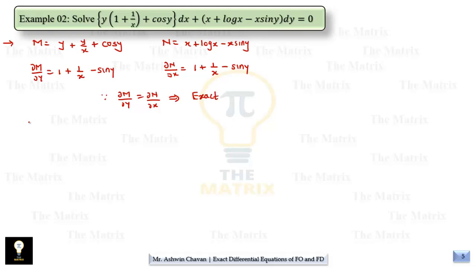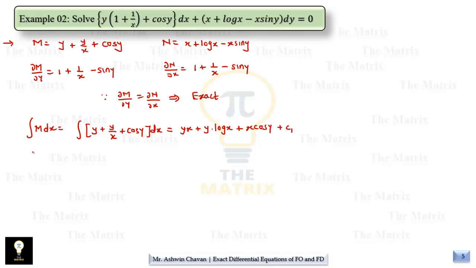So we integrate M with respect to x. So we have y plus y upon x plus cos y with respect to x. y is constant, so its integral is y into x, plus y is constant, the integral of 1 upon x is ln of x, plus the integral of cos y with respect to x is x cos y, plus c1.